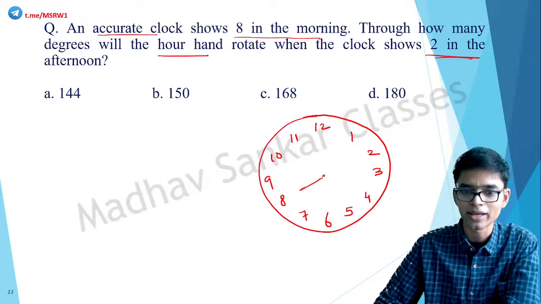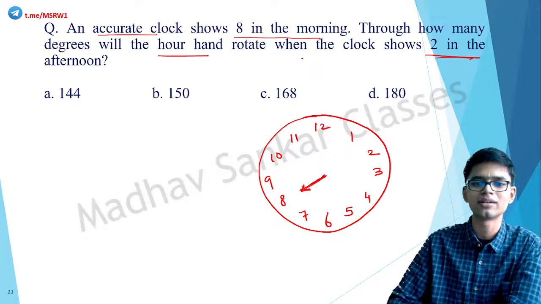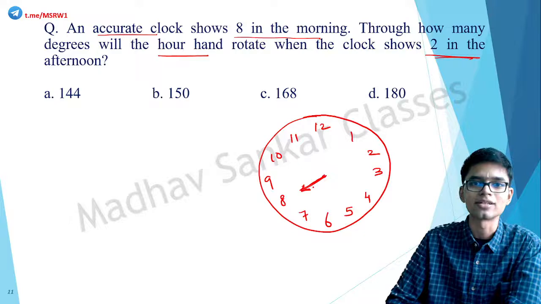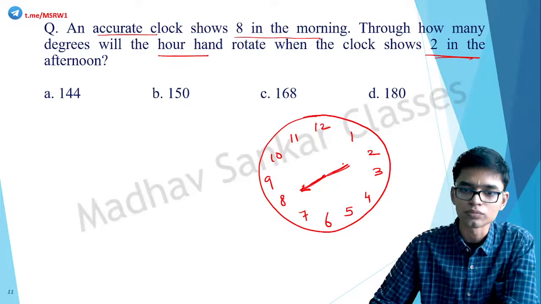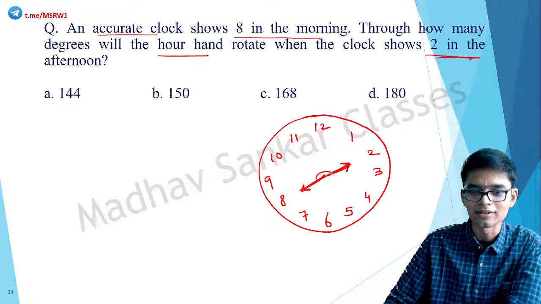We are not going to draw the minute hand, because in the question, it has nothing to do with the minute hand. Okay. So 8 o'clock, this will be the position of the hour hand. 2 p.m., the hour hand will be pointing towards 2. Exactly opposite. Correct? So what is this angle? 8 and 2 in a clock are exactly opposite.